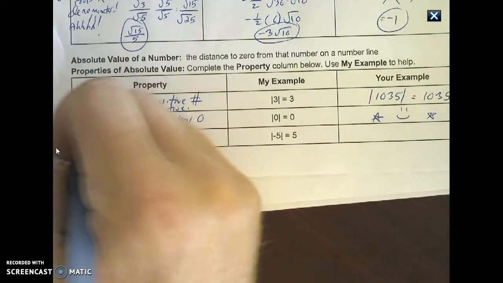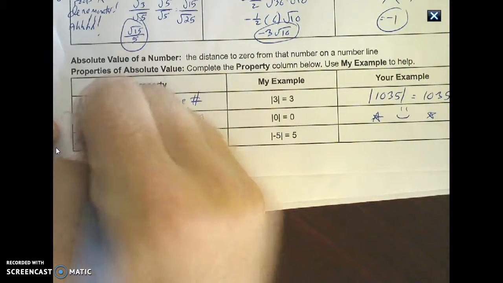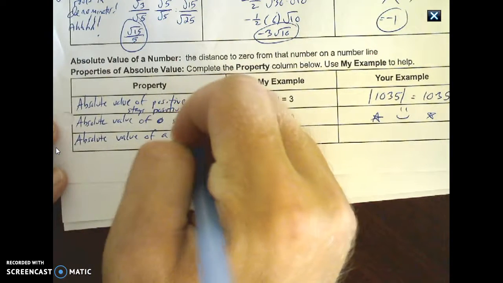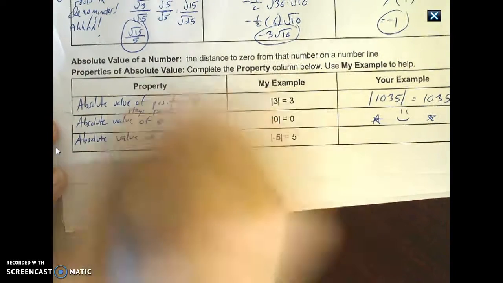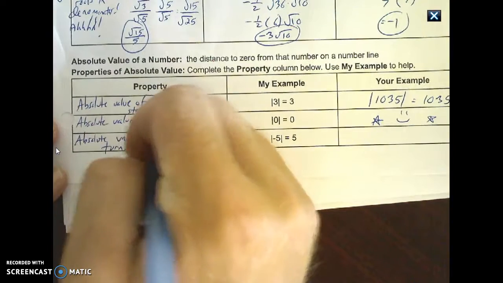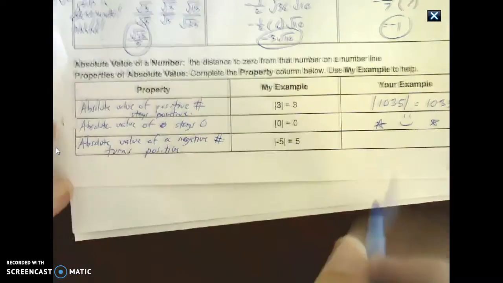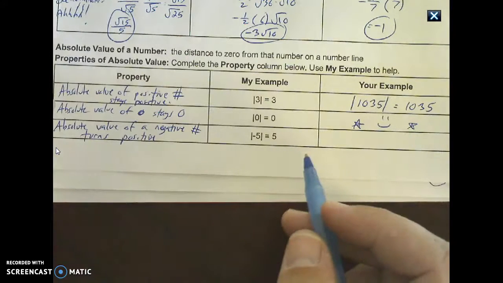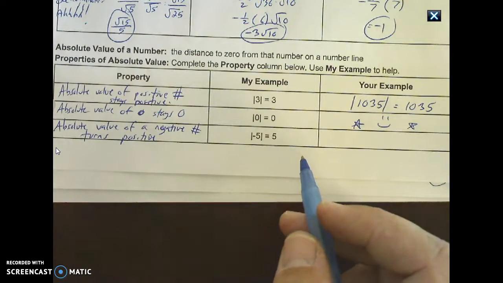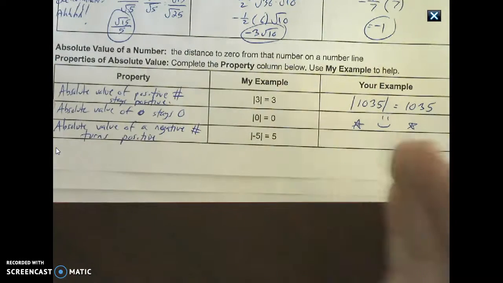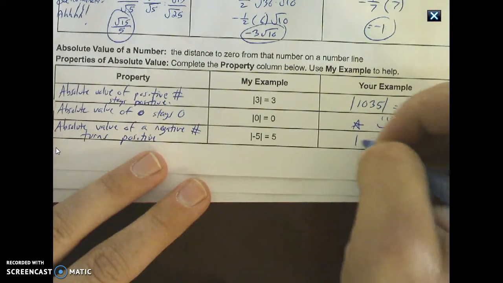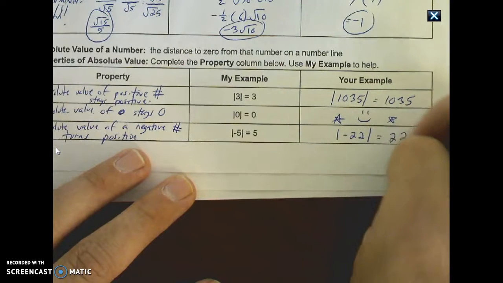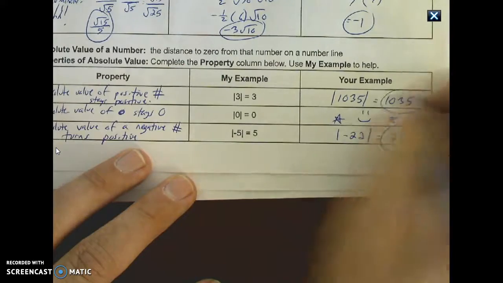Finally, the absolute value of a negative number turns positive. This is the real kicker here. The absolute value of negative 5 is equal to 5. The distance from negative 5 to 0 on the number line is 5 spots. So I can pick whatever I want here. Like I said, my favorite number, negative 22, absolute value of it becomes positive 22. Okay?